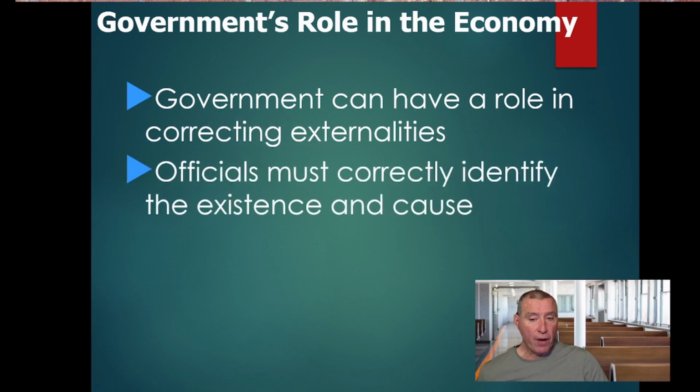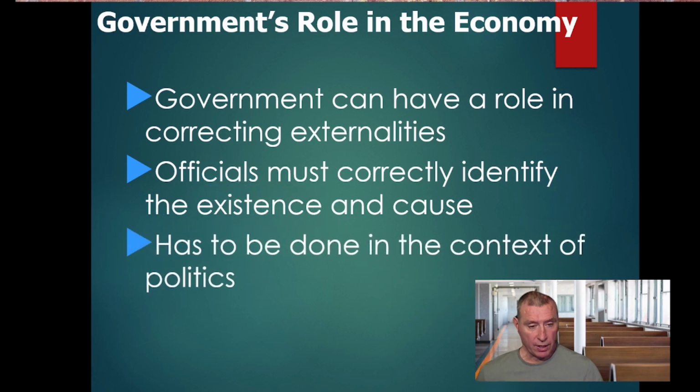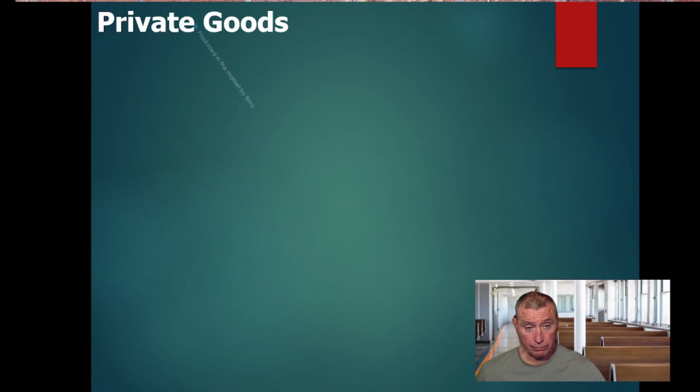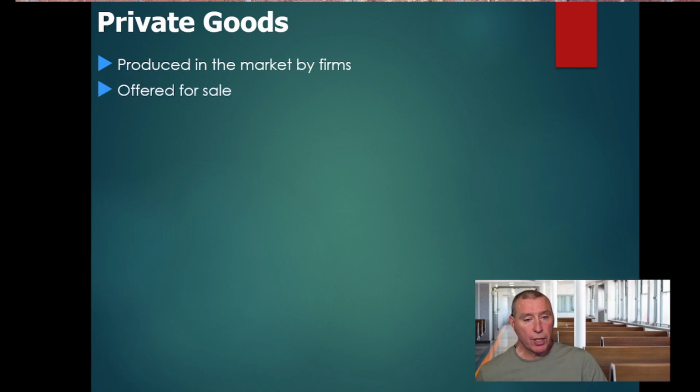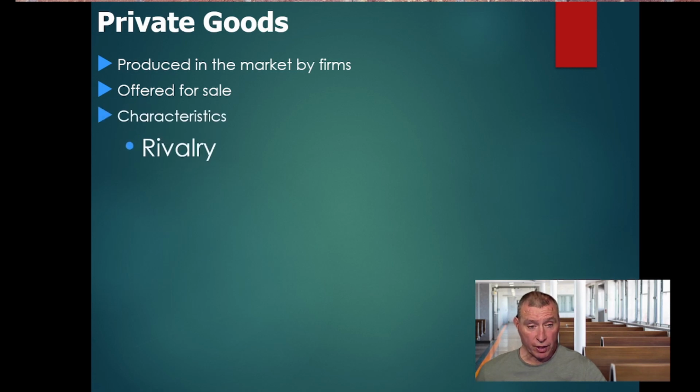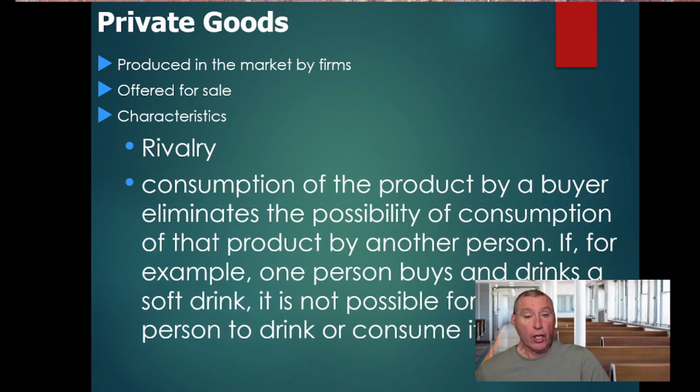They've got to identify the existence and the cause. It has to be done in the context of politics, right? So let's look at this. We have private goods. Private goods are produced in the market by firms and offered for sale. Here are their characteristics. There's rivalry: consumption of the product by a buyer eliminates the possibility of consumption of that product by another person. If, for example, one person buys a soft drink, it's not possible for another person to consume it. So that's one of the characteristics of a private good.